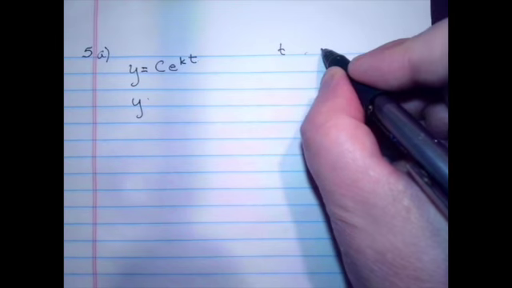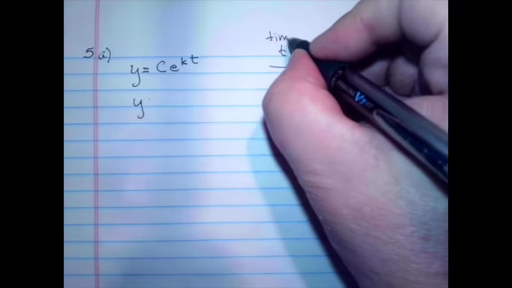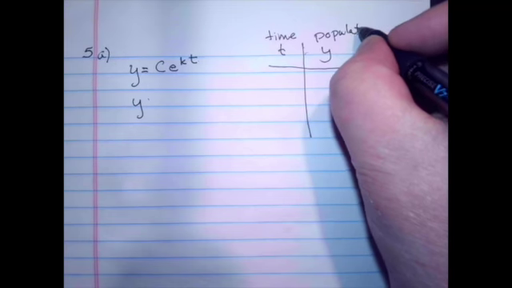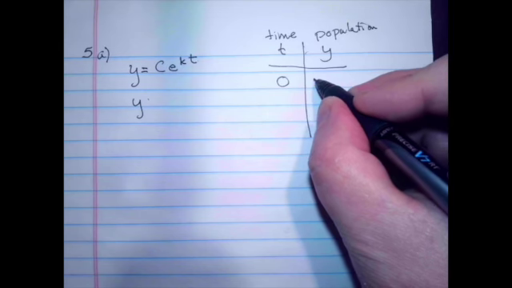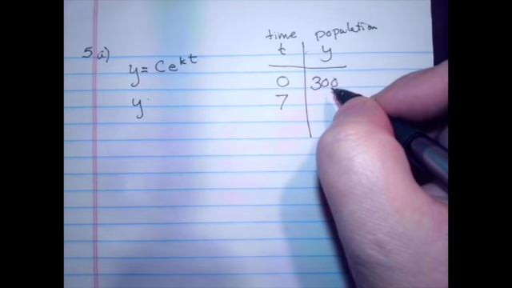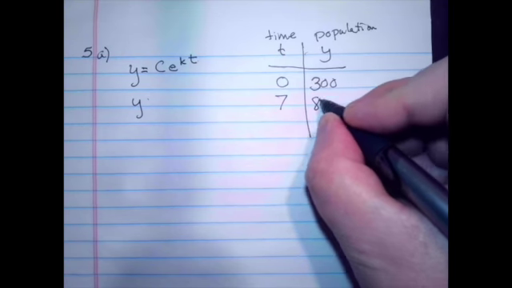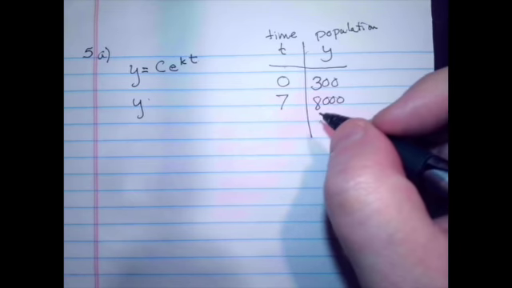So we're told that the initial population is 300. Actually, I'm going to make a table of values. So time is t, and then y is the population at time t. So we're told at time t equals 0, the population is 300. And 7 hours later, let's say that we're going to measure time in hours, so that would be when t is 7. The population will be 8,000. And then we want the population at t equals 8, at 8 p.m.